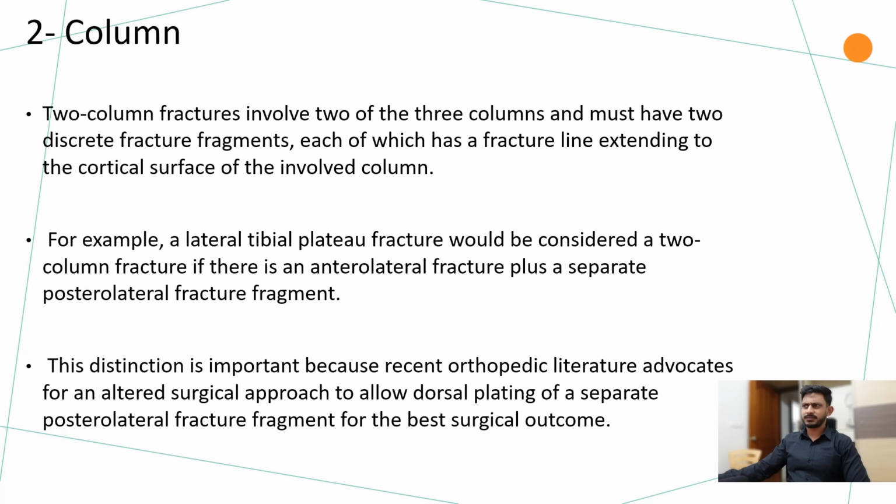Now 2 column fractures. They involve 2 of the 3 columns and must have 2 discrete fracture fragments, each of which have a separate fracture line extending into the involved column. So I'll just show you with an example.